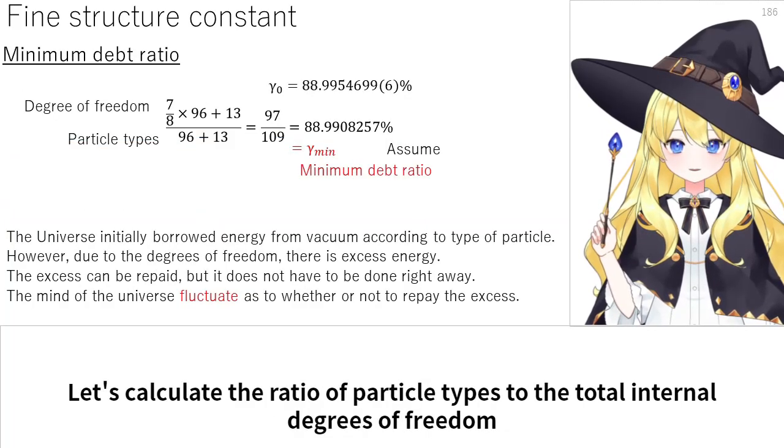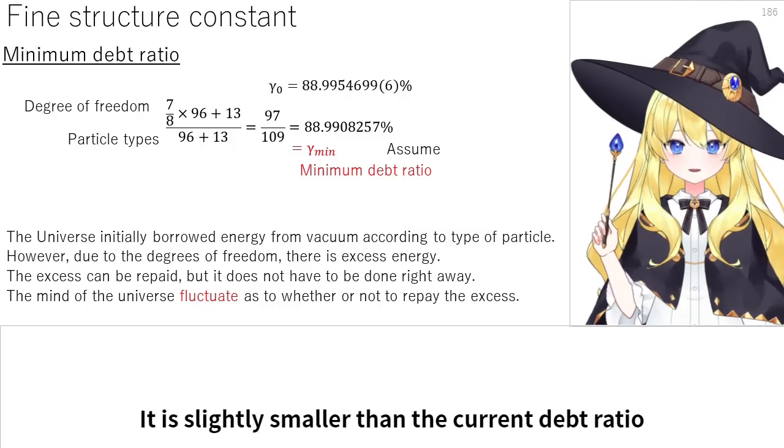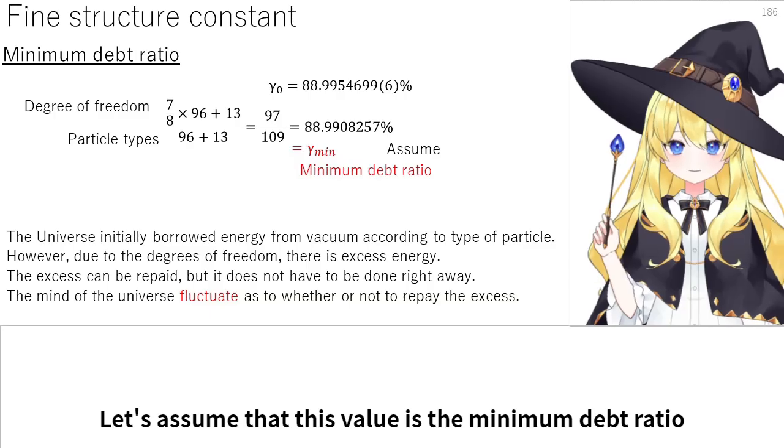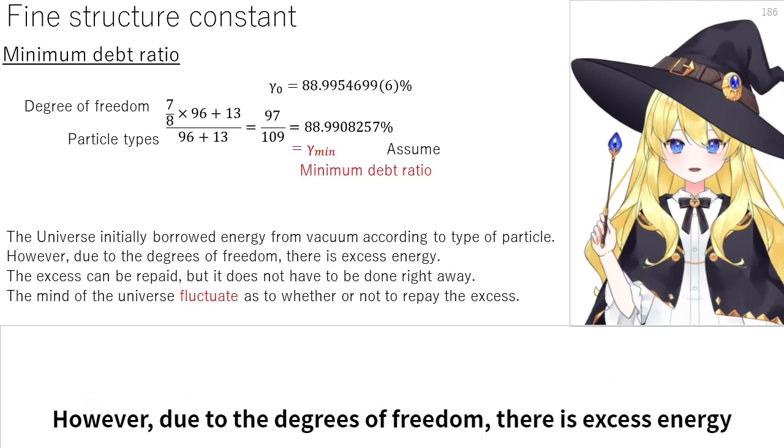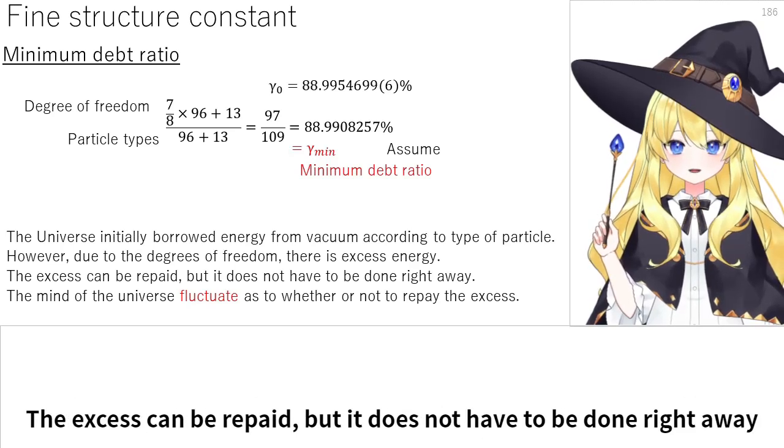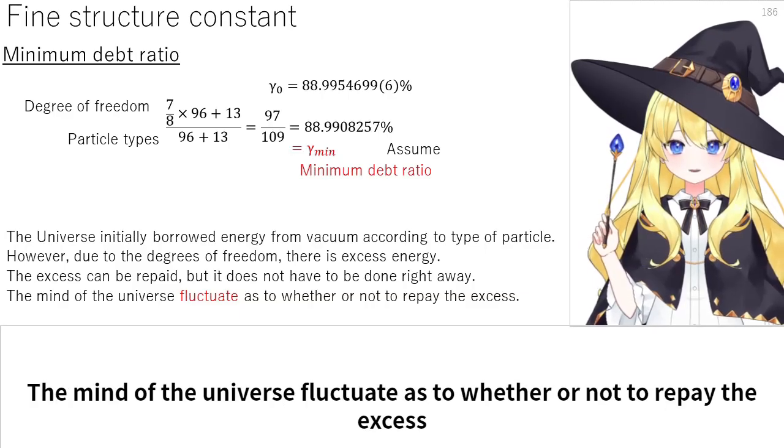Let's calculate the ratio of particle types to the total internal degrees of freedom. It is slightly smaller than the current det ratio. Let's assume that this value is the minimum det ratio. The universe initially borrowed energy from vacuum according to type of particle. However, due to the degrees of freedom, there is excess energy. The excess can be repaid, but it does not have to be done right away. The mind of the universe fluctuates as to whether or not to repay the excess.